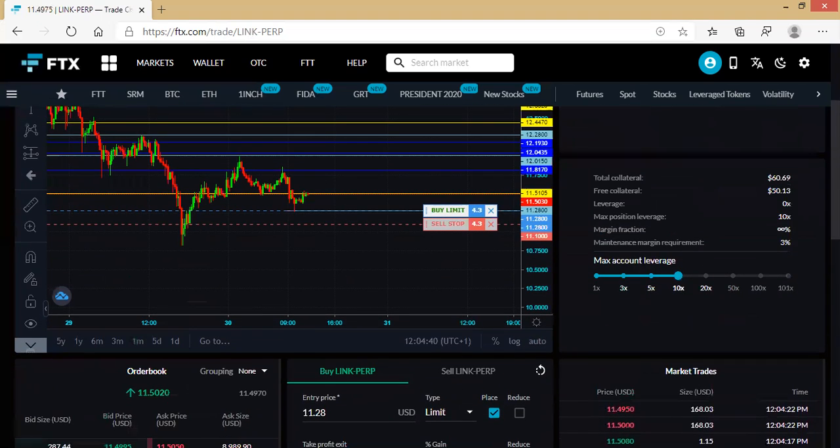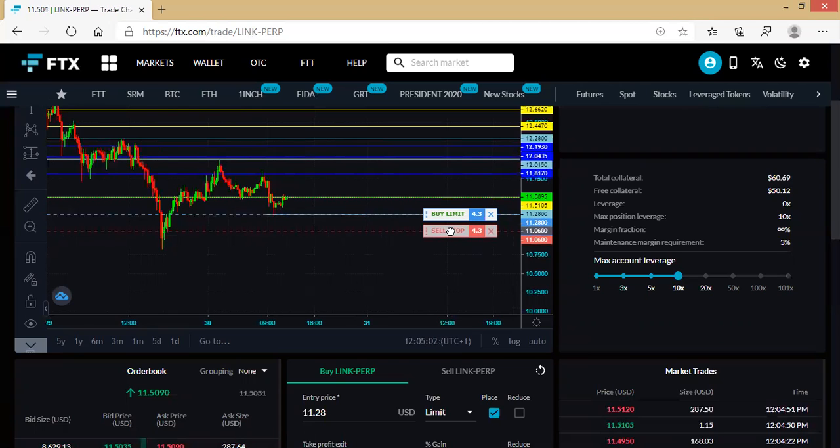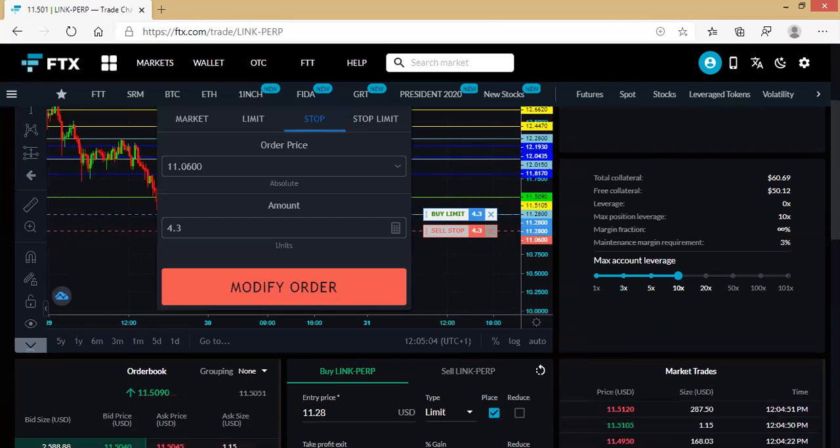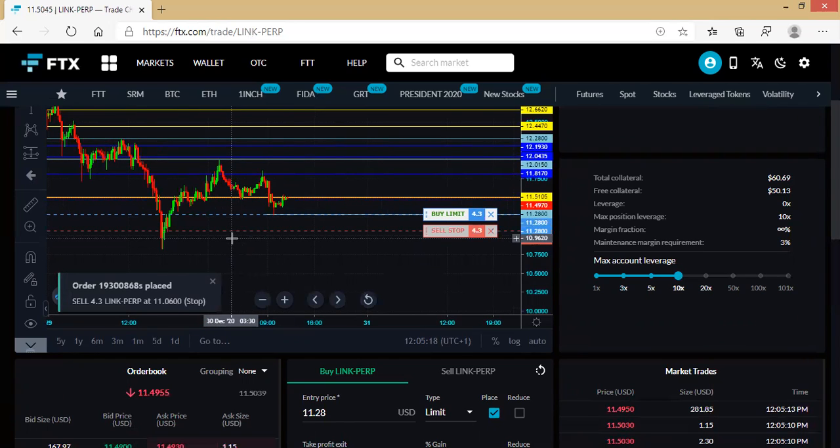Now in a situation whereby I want to make some adjustments, or maybe I feel the market is somewhat against me, I could just come here. Maybe I want to bring my stop down the more. This is my stop loss, I could just drag it down a little to this point. Then once I do that, I would have to modify the order here. Already it's modified for me, just for me to consent to it. I click on modify order. See, it has modified for me. The order has actually modified.